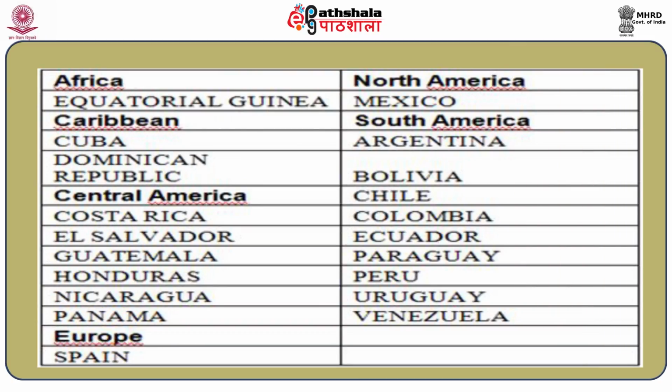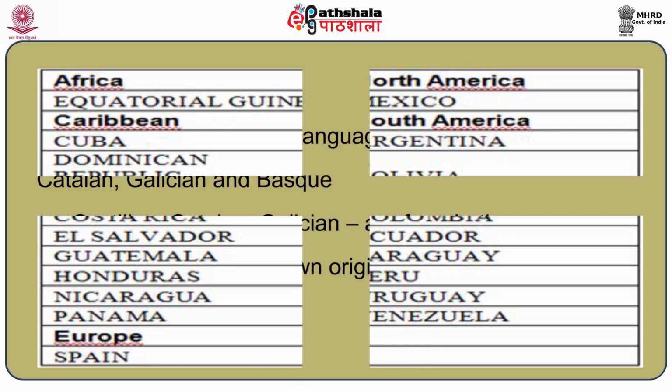Now here you can see a list of all these Spanish speaking countries. In Africa we have Equatorial Guinea. In the Caribbean we have Cuba and the Dominican Republic. In Central America we have Costa Rica, El Salvador, Guatemala, Honduras, Nicaragua and Panama. And in Europe, of course, we have Spain. In North America, we have Mexico. In South America, we have Argentina, Bolivia, Chile, Colombia, Ecuador, Paraguay, Peru, Uruguay, and Venezuela. So these are the Spanish speaking countries.